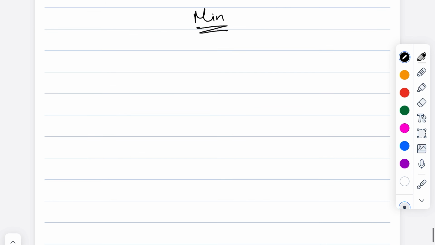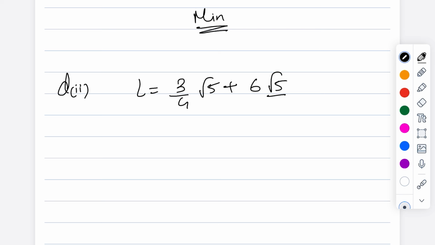Determine the length of L. Part 2. So L equals 3/4 secant α plus 6 secant α. So simplify: 15√5/4.